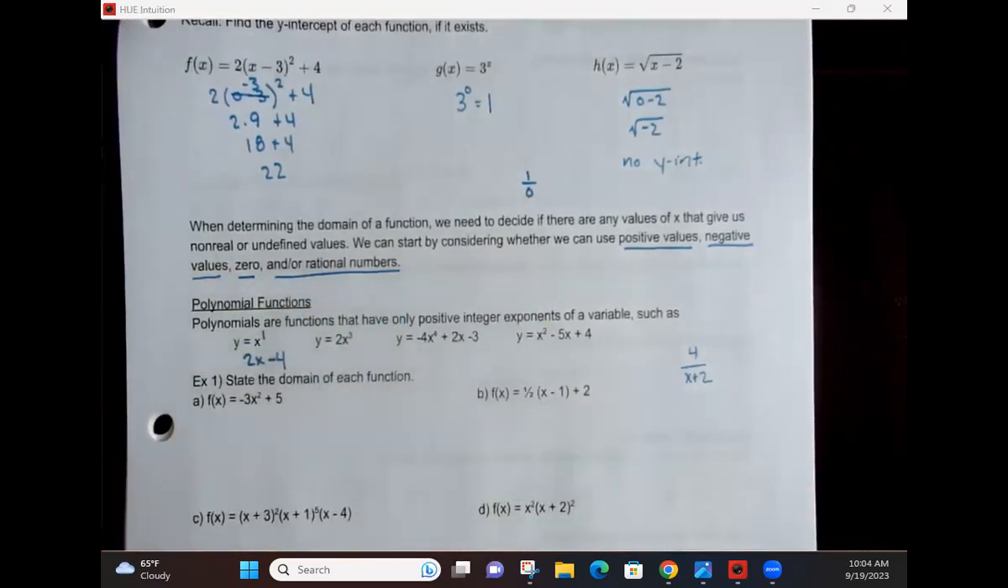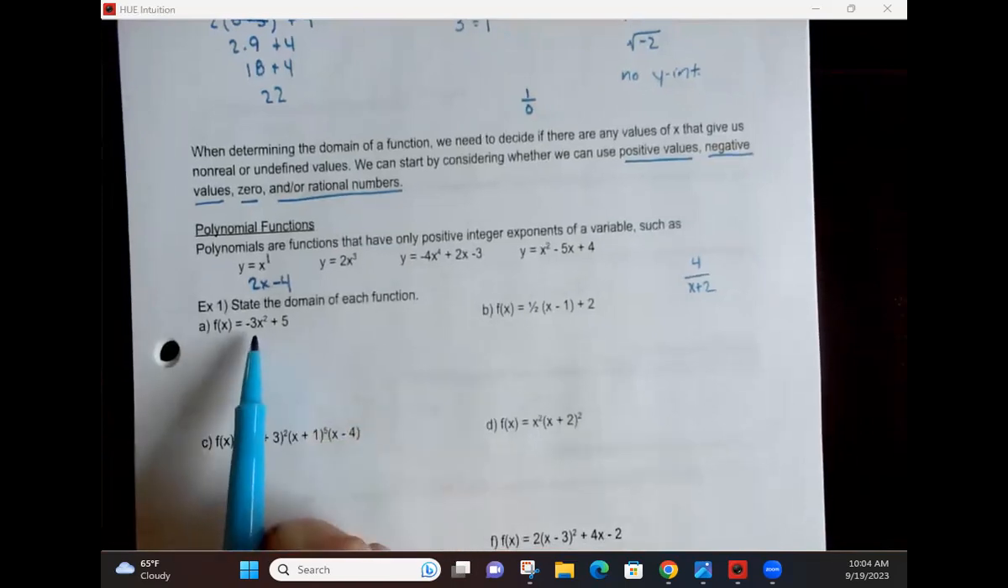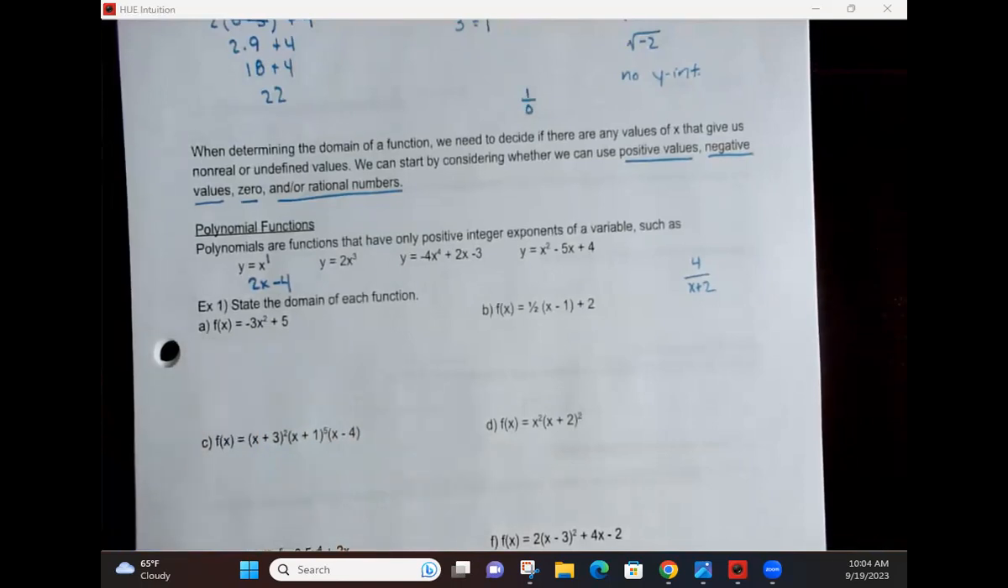So fractions or decimals. So if I look at my first function, can I plug in positive values for x? Sure can. Can I plug in negative values for x? Sure can. Can I plug in 0? Yep. Can I plug in fractions? Sure. And we already said there's nothing I could plug in that would result in this function being undefined. There's nothing I could plug in that would result in this function having the square root of a negative.